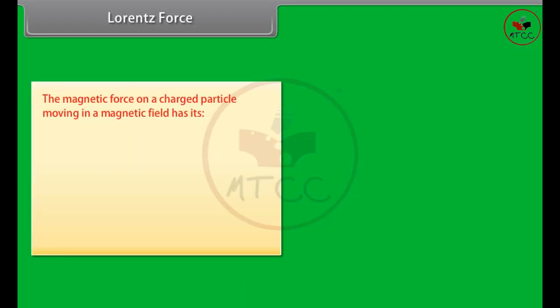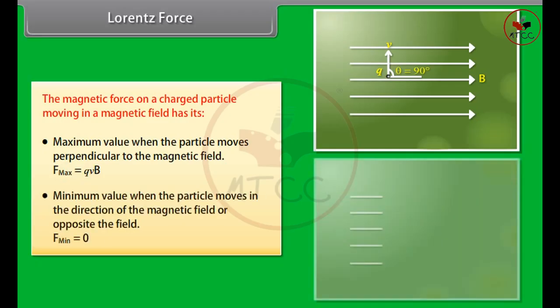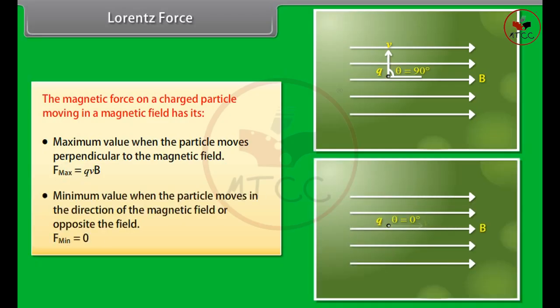The magnetic force on a charged particle moving in a magnetic field has its maximum value when the particle moves perpendicular to the magnetic field. F max = QvB. Minimum value when the particle moves in the direction of the magnetic field or opposite to the field. F minimum = 0.